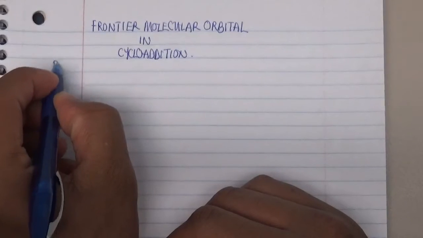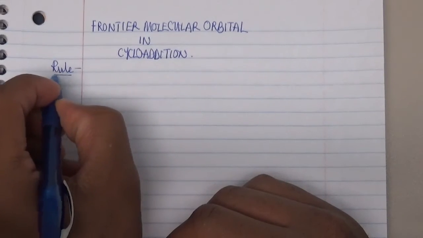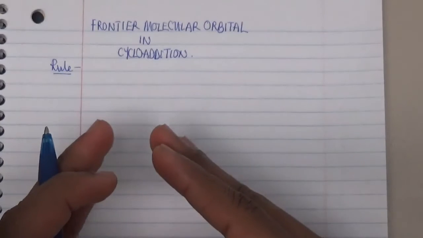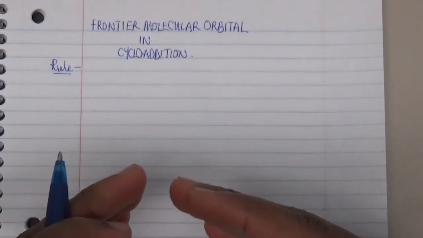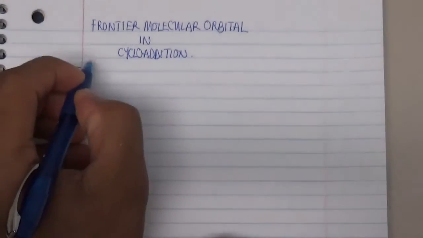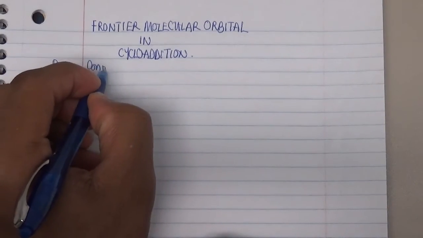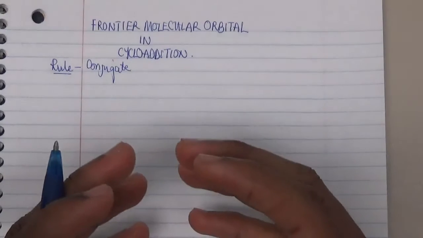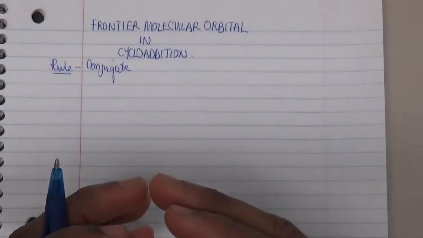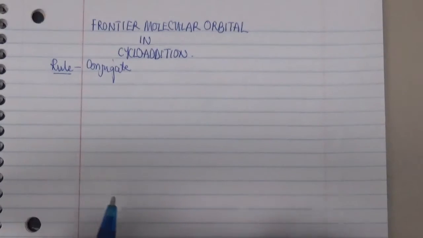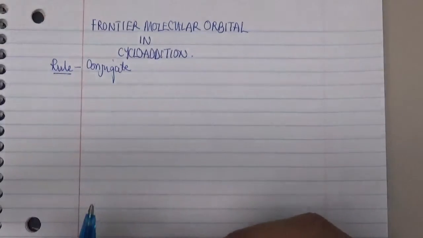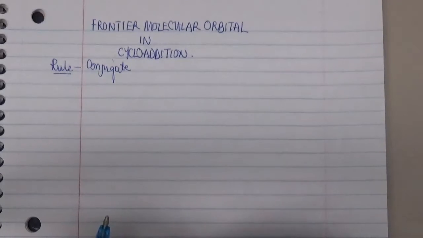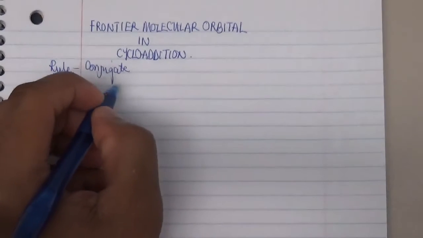Now, my first rule is that I need to know where the conjugation starts and where the conjugation ends. What do I mean by conjugation? Conjugation is where we look at, for example, the break between the pi bonds and the sigma bonds. Most importantly, you need to know that in between pi bonds you must have a sigma bond. So let's take an example.